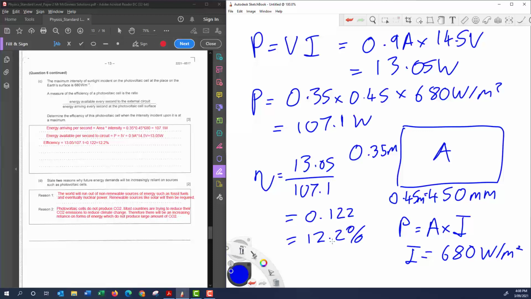And my second reason was photovoltaic cells don't produce CO2, and a lot of countries are trying to reduce their CO2 emissions to reduce climate change. So therefore, there will be an increase in reliance on forms of energy which do not produce large amounts of CO2, like solar. Well, that's the paper.